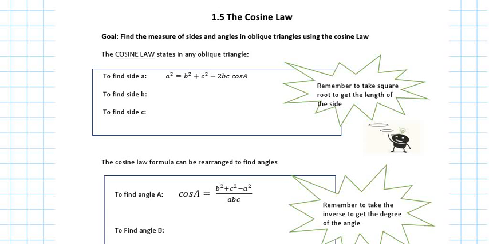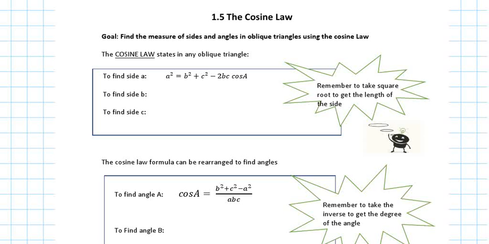What kind of triangle? What information in a triangle do you need to have? Two angles and one side. And what's the other situation? Two sides and one opposite angle. That's right, two sides and an opposite angle.